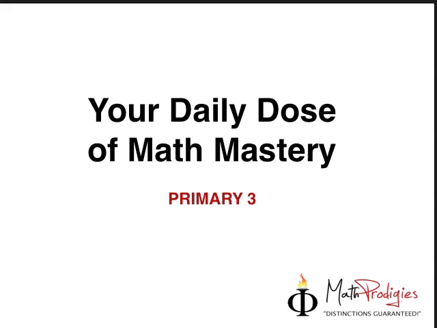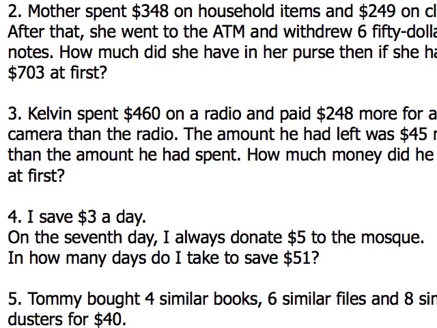We're going to go into question number 3 of your assessment paper number 4. So let's take a look at the question immediately. It says Kelvin spent $460 on a radio, and then he paid $248 more for a camera than the radio. That means he paid $460 and another $248 for the camera. The amount he had left in his wallet was $45 more than the amount he had spent. How much money did he have at first?